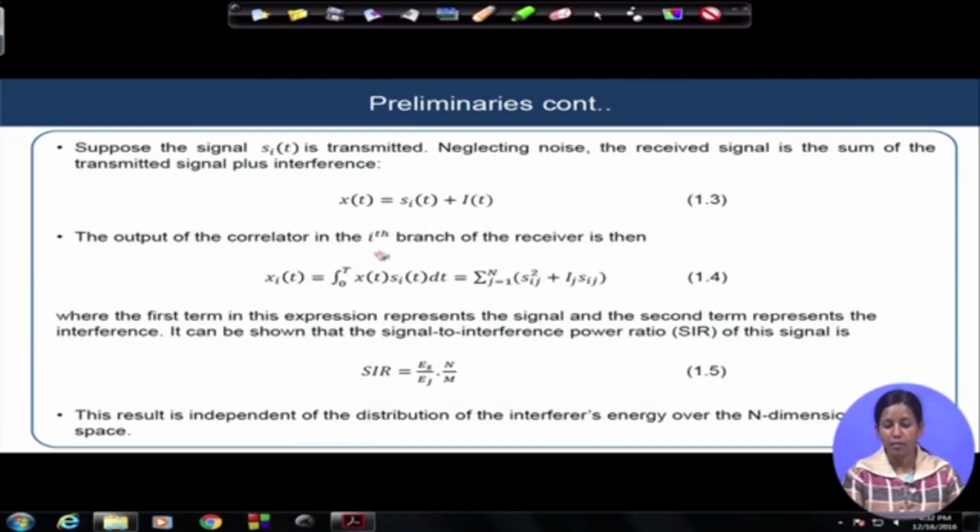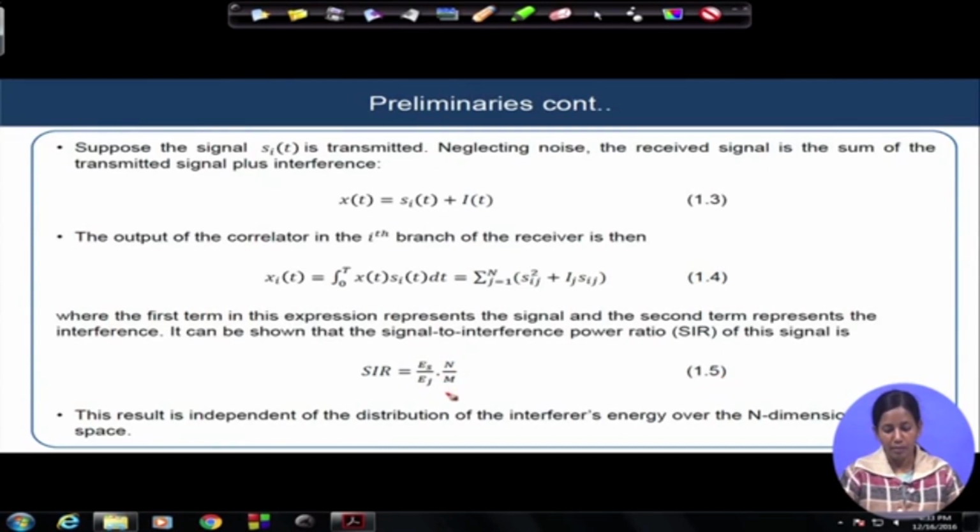And now when the ith branch is correlating this input signal with the known signal s_i(t), this will be the correlated output over the duration of capital T. After the correlation, we end up with the square of the intended signal plus some part of the interfering signal. We can show that the obtained signal to interference ratio is governed by Es by Ej into N by capital M, as given in equation 1.5.